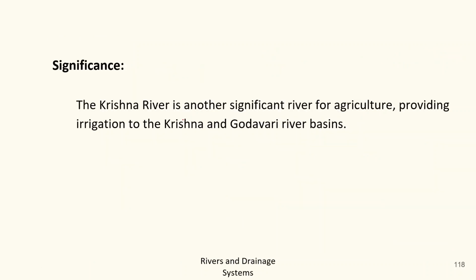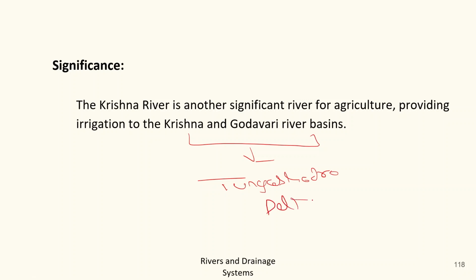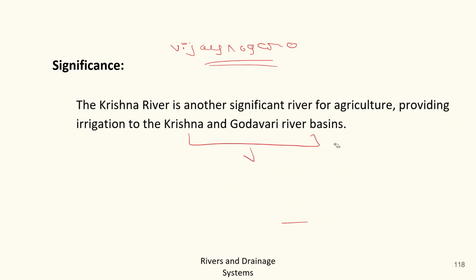Now, the Krishna River is another significant river for agriculture, providing irrigation to the Krishna and Godavari river basins. If we talk about the history, that region of the Tungabhadra, the delta comprised of the deltas of Krishna and Godavari, is important in the Vijayanagar Empire, as we had discussed. And second, it is also important in today's era.